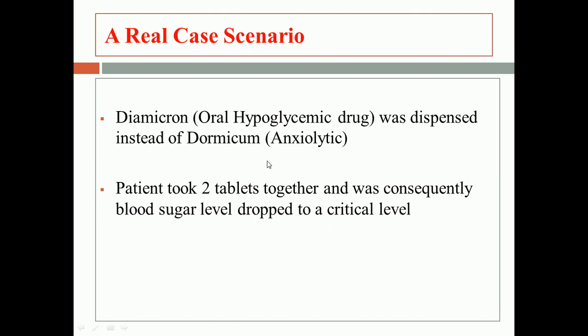The patient was suffering from anxiety, but he was given Diamicron and he took 2 tablets of Diamicron and was on the verge of death because his blood sugar level dropped to a critical level. Although he survived with the blessing of Allah, otherwise it might have been a big consequence. So always double check.